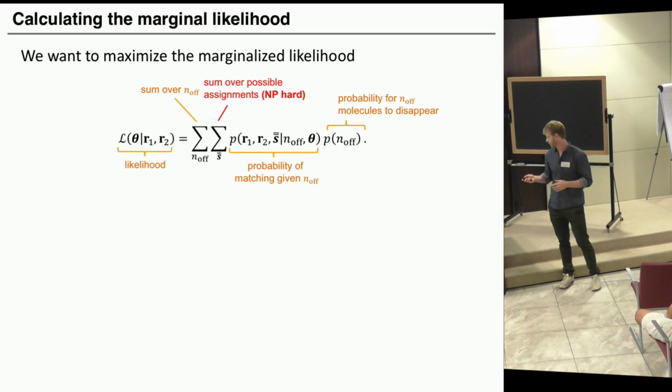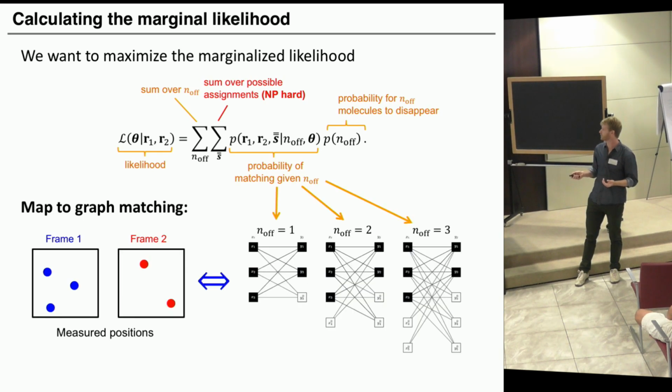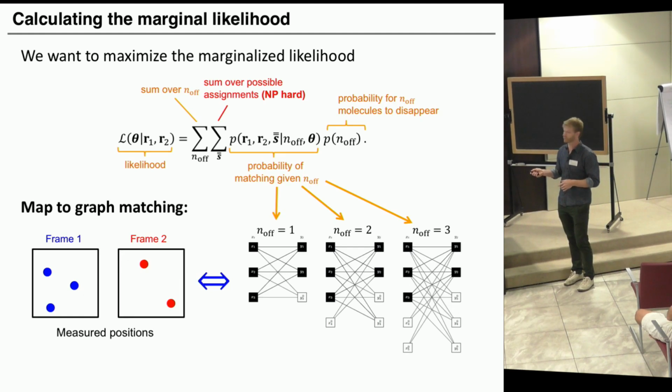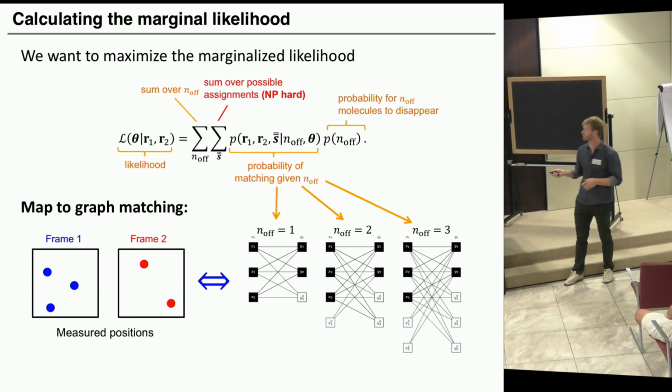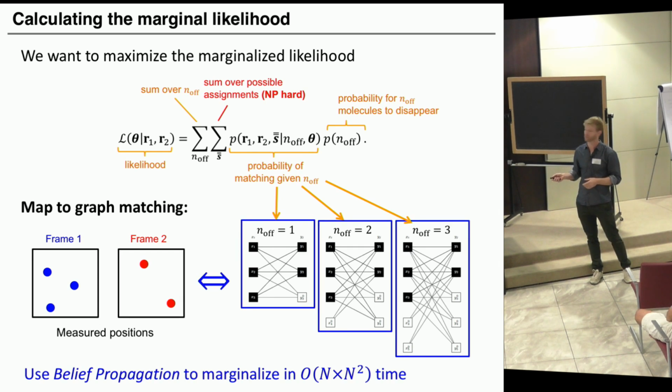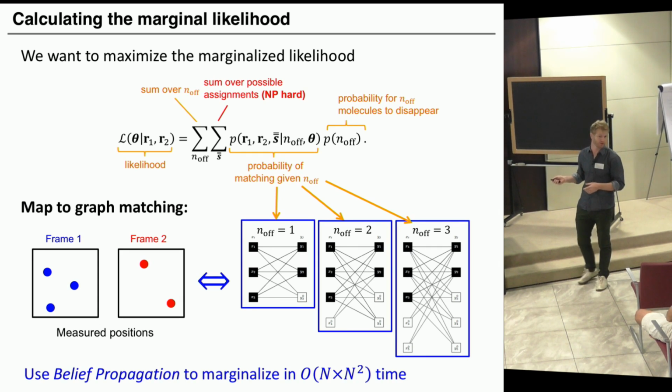The way that I'm going to do this is to map the problem to a graph matching problem. Each of the terms in this sum is completely equivalent to a perfect matching problem on a bipartite graph. And calculating this inner sum is then equivalent to calculating the partition function of the graph. This is a link to statistical physics, and we can then use the belief propagation algorithm to solve this approximately in polynomial time instead.